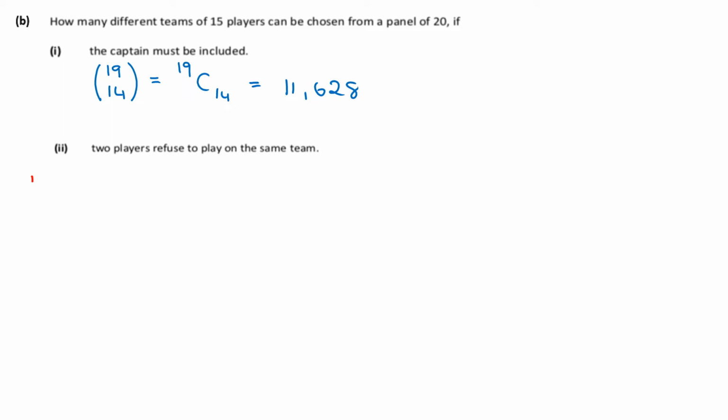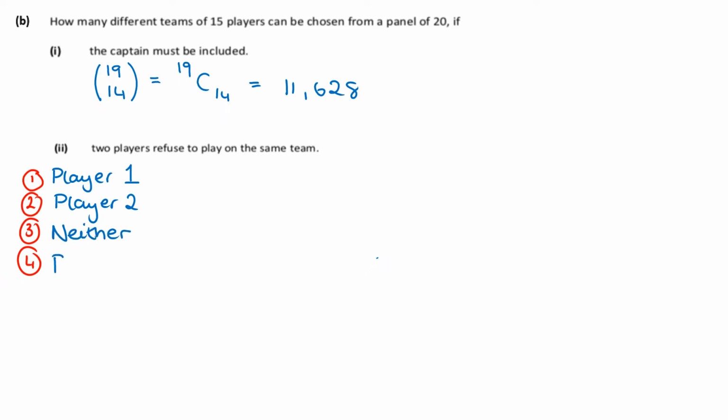So what about two players who refuse to be on the same team? So I want to look at a number of scenarios here. We're going to look at 4 scenarios. Scenario 1, player 1 is on the team. Scenario 2, player 2 is on the team. Scenario 3, neither player is on the team. And scenario 4, both players are on the team.